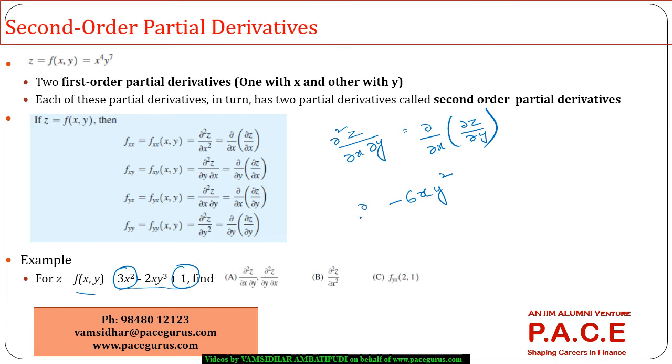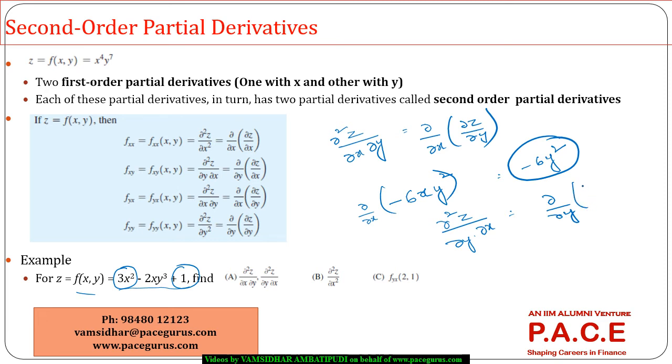And this I have to differentiate with respect to x. So y is a constant, and this becomes −6y². So −6y² is ∂²z/∂x∂y. And in some cases, I am also asked for ∂²z/∂y∂x. So yeah, this is where we will see the difference.